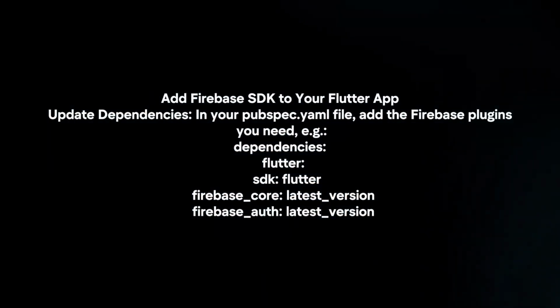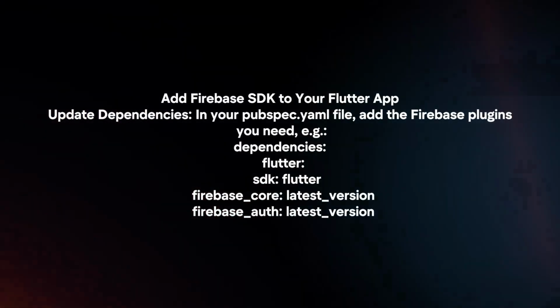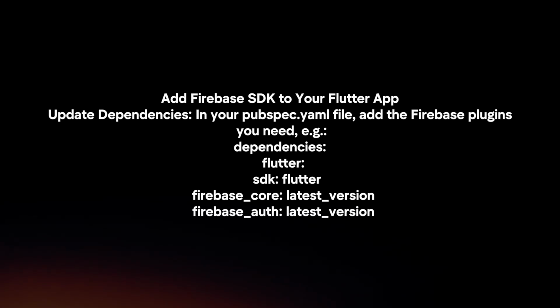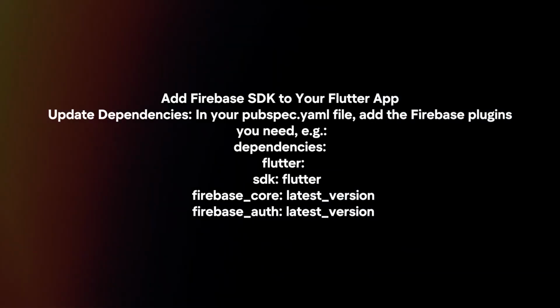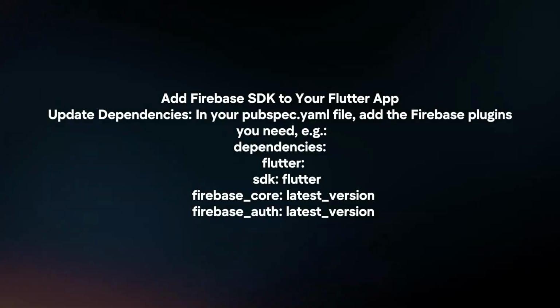Add Firebase SDK to your Flutter app. Update dependencies. In your pubspec.yaml file, add the Firebase plugins you need. Example. Install packages. Run flutter pub get to install the packages.